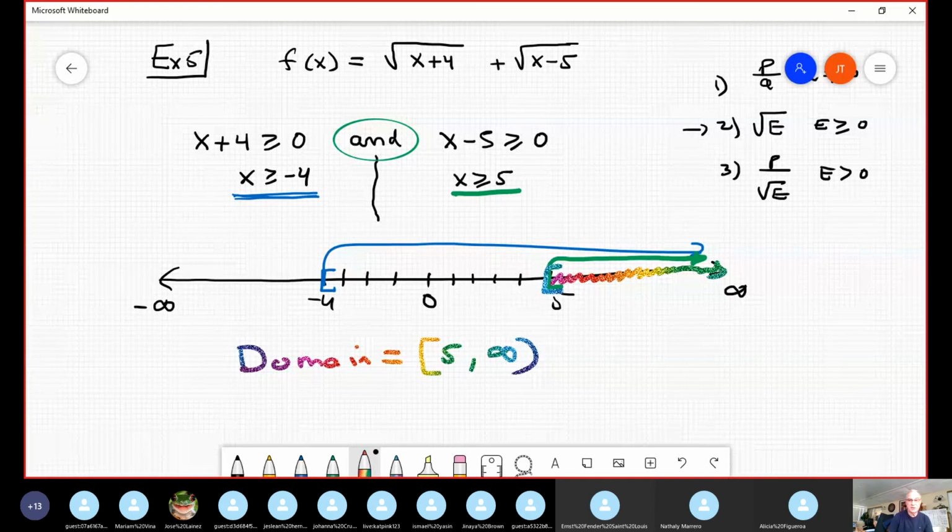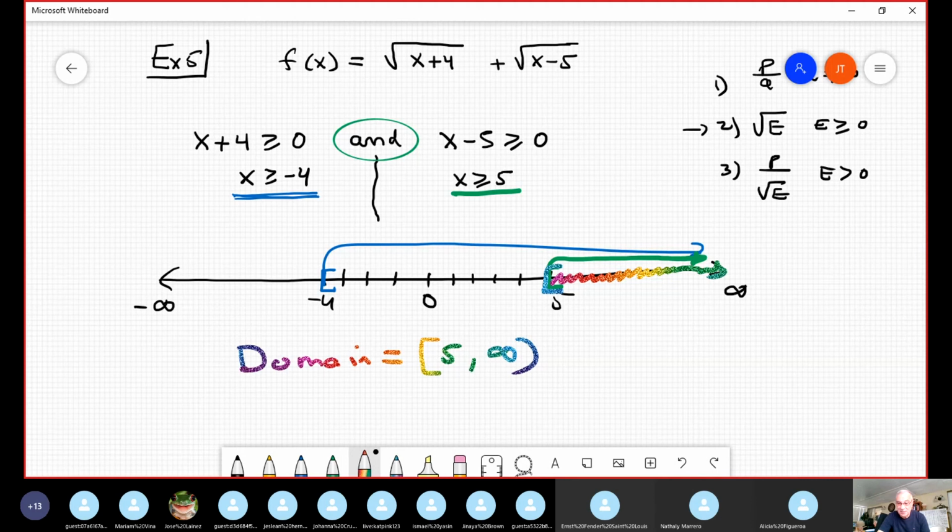And remember, when the endpoint is infinity, infinity is not a number. Infinity is a symbolic way to indicate that this interval continues forever in that direction. So you never reach infinity because it's too far. Therefore, you never put a bracket. This is incorrect. Only parentheses, because it's too far. Do you understand this example?